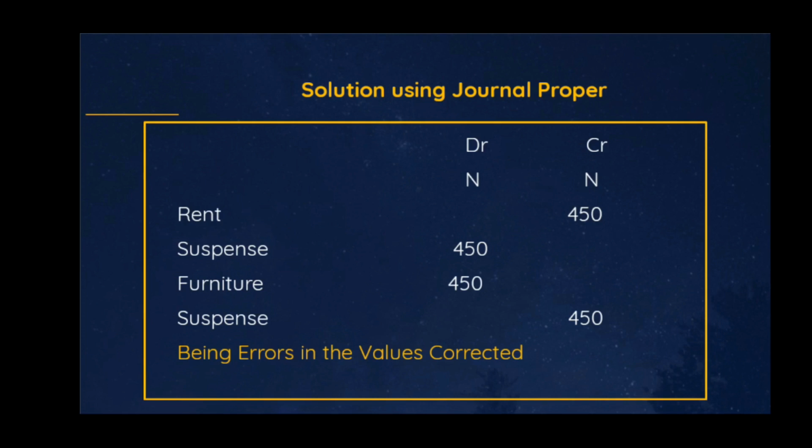So for the furniture and fitting, that means the furniture and fitting will be debited with 450 naira to complete the amount, to make up for the shortage, while the corresponding credit entry will go to suspense account. So being errors in the values corrected.